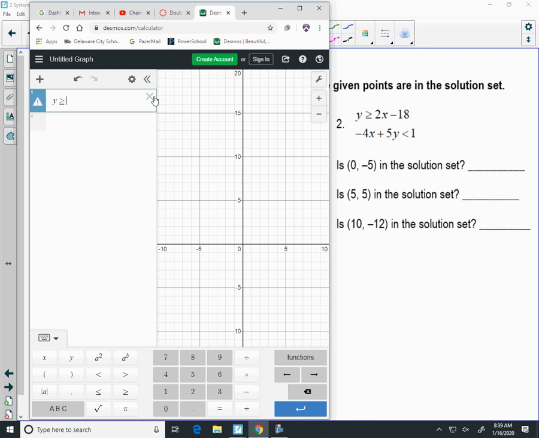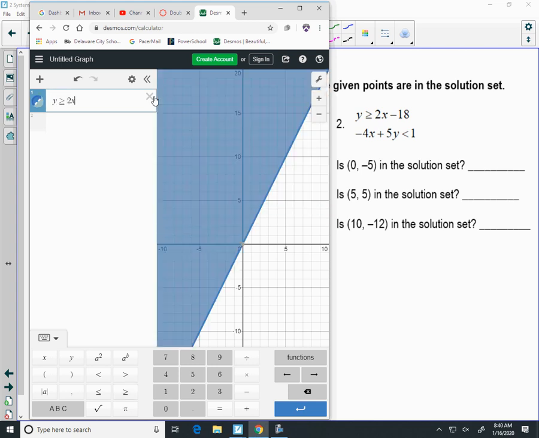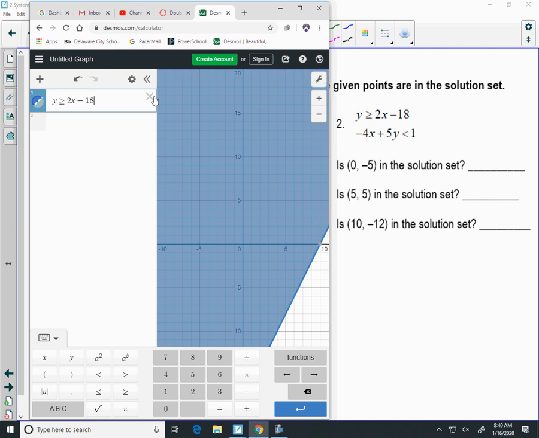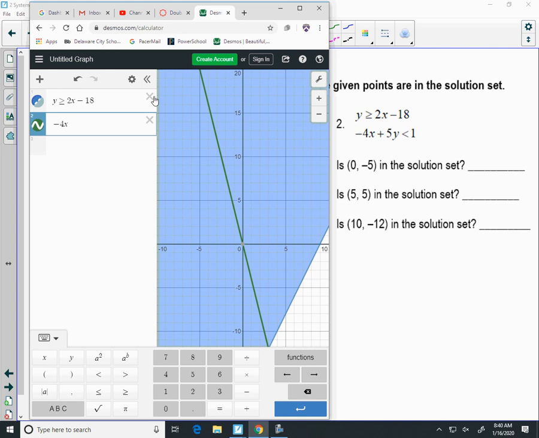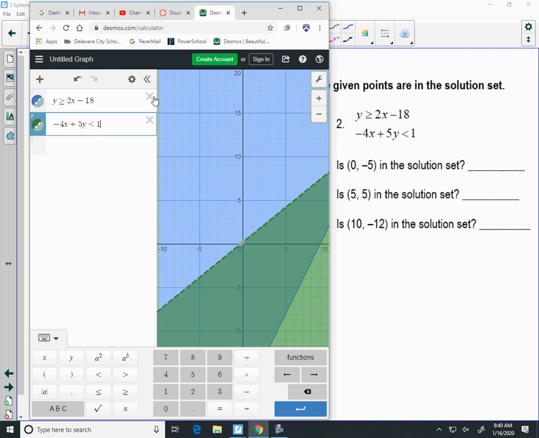Again, we're going to say about 1,000,000 times before you take the OST, double check your entry. y is greater than or equal to 2x minus 18. Negative 4x plus 5y is less than 1. Again, we have lots of gray dots here. We don't care about gray dots if we have shaded areas. Okay? And now I'm going to put these points in at 0, negative 5.